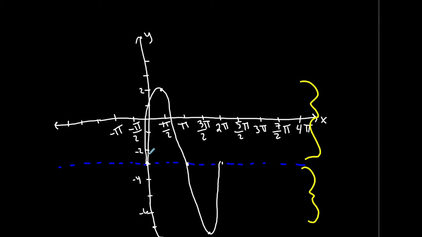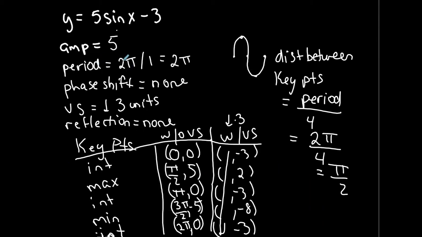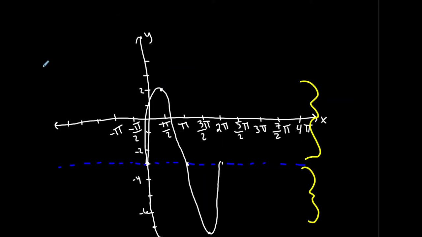What about the period? From start to finish, one cycle from 0 to 2 pi occurs in 2 pi radians. That full cycle goes from intercept to max to intercept to min to intercept. One full cycle occurs in 2 pi radians. That matches what we said earlier. You want to make sure that everything you have here matches what your graph shows.